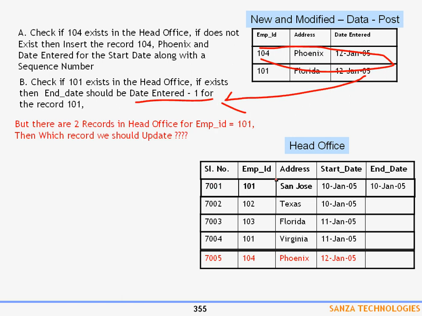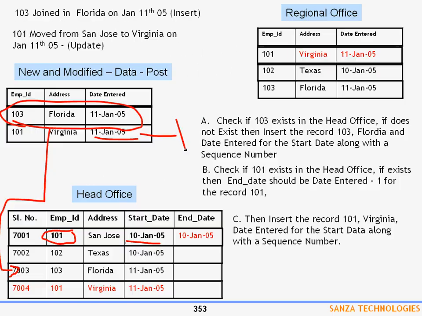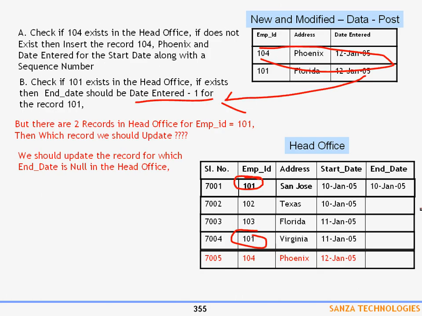But in the head office, there are two 101s. So which one should I update? If I update both, then this end date will also become 11th January, which is incorrect. I should update this record. I should not update the record which is already updated.